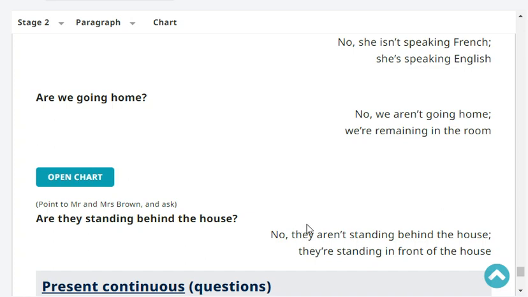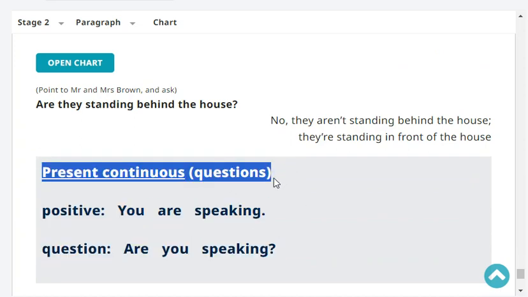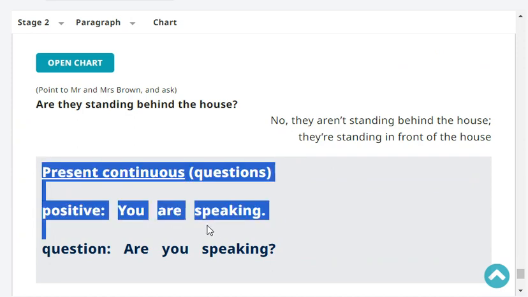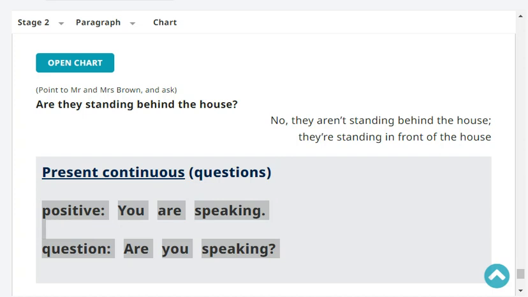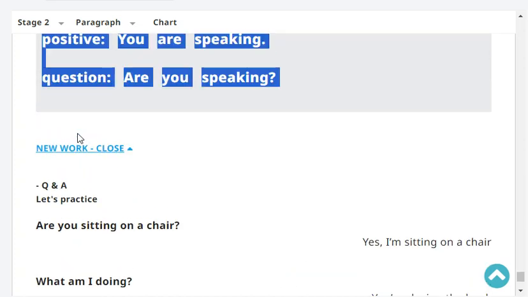So we're done with present continuous positive and present continuous negative. Now there's another one, present continuous question. For example, in positive, we say you are speaking English, because you're speaking English now. For a question, we change it. We say, are you speaking English? So that's a question.